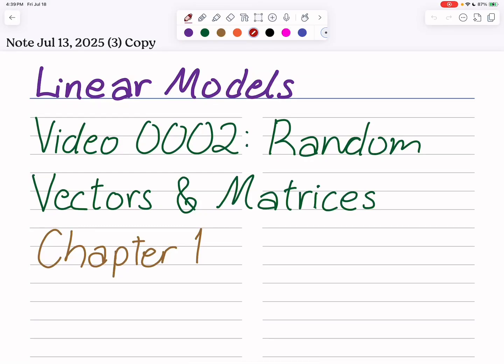Welcome to the next video in linear models. This is video 2 on random vectors and matrices. It corresponds to chapter 1 of the textbook.